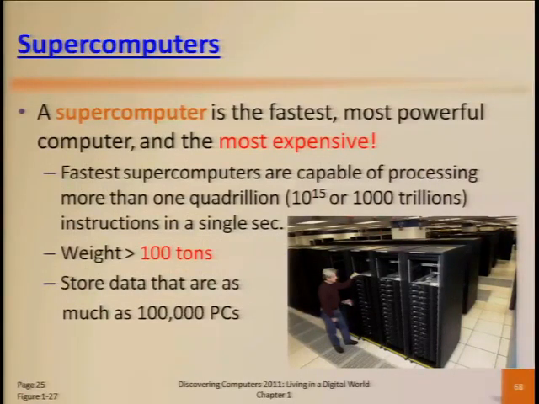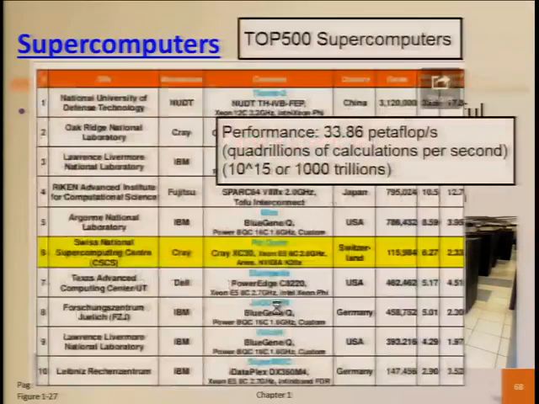And the fastest supercomputer is capable of processing more than one, this word I don't know how to pronounce. Anyway, it's 10 to the 15, 10 raised to the power of 15, or so-called 1,000 trillion, okay? That kind of number of computations per second. And the weight is also about 100 tons, and it stores data equivalent to 100K PCs. So you can see that it's a huge, giant setup.